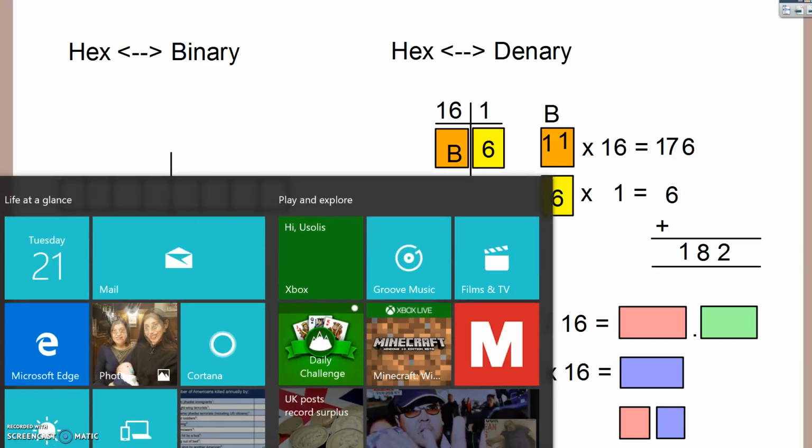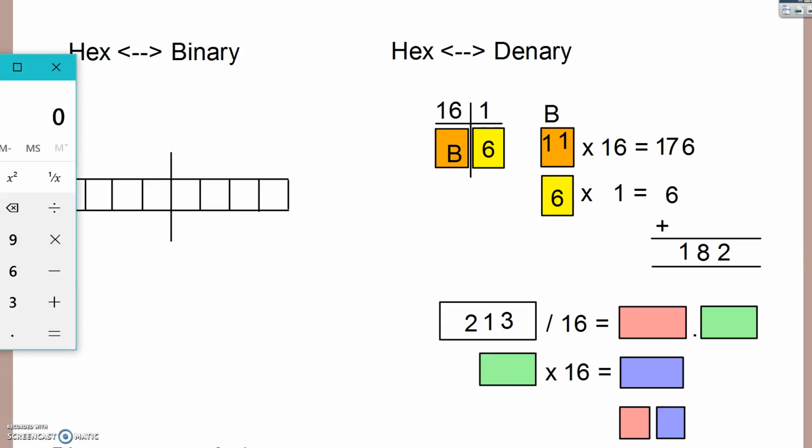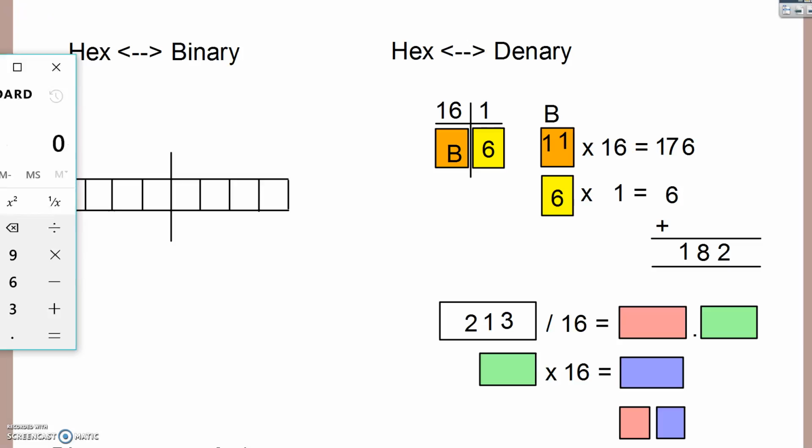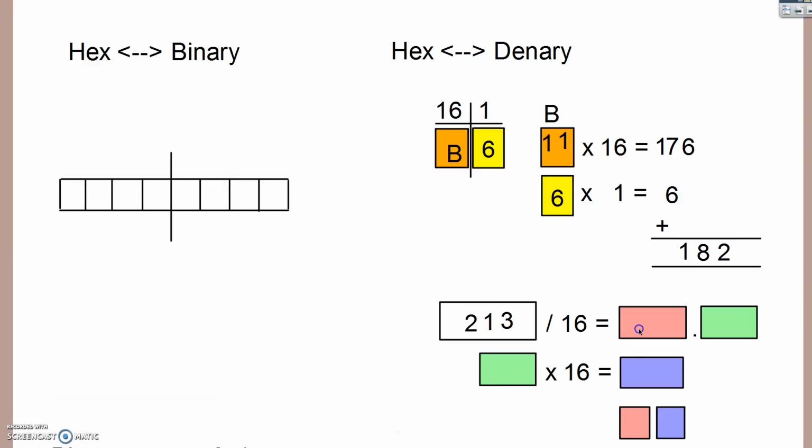So I'm going to quickly get up my start menu and get a calculator out. Unless you're mathematically very able, this really isn't a job for doing in the head. So I'm going to say 213 divided by 16, and we should get 13. I'm going to put 13 in that box, like so.